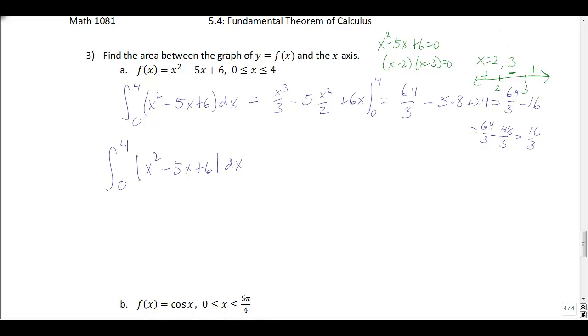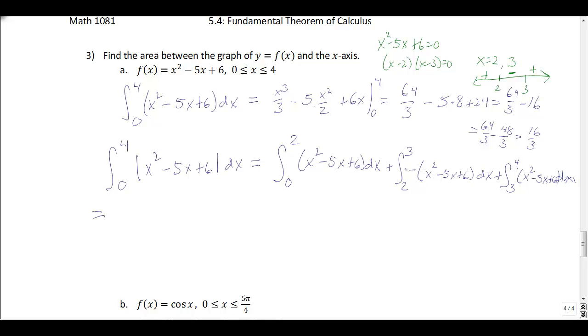So what that means in terms of the integral is essentially this integral. I go from 0 up to 2 of x squared minus 5x plus 6 dx. And then from 2 to 3, I don't evaluate this, I evaluate the negative of that. So I'm going to really do plus the integral from 2 to 3, negative of x squared minus 5x plus 6 dx. And then from 3 to 4, I go back to the original function. And my dx off to the side there looks really ugly.